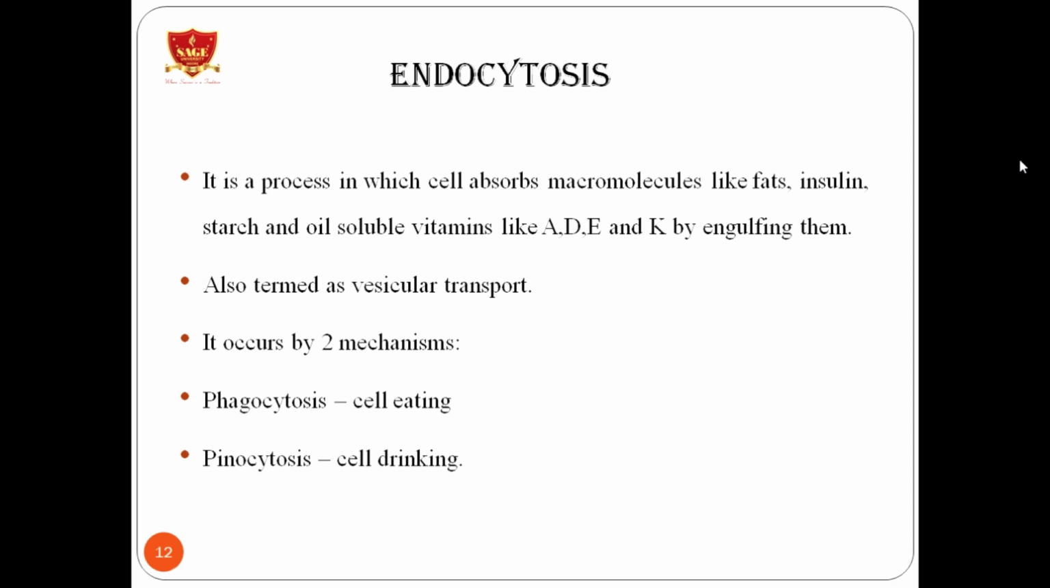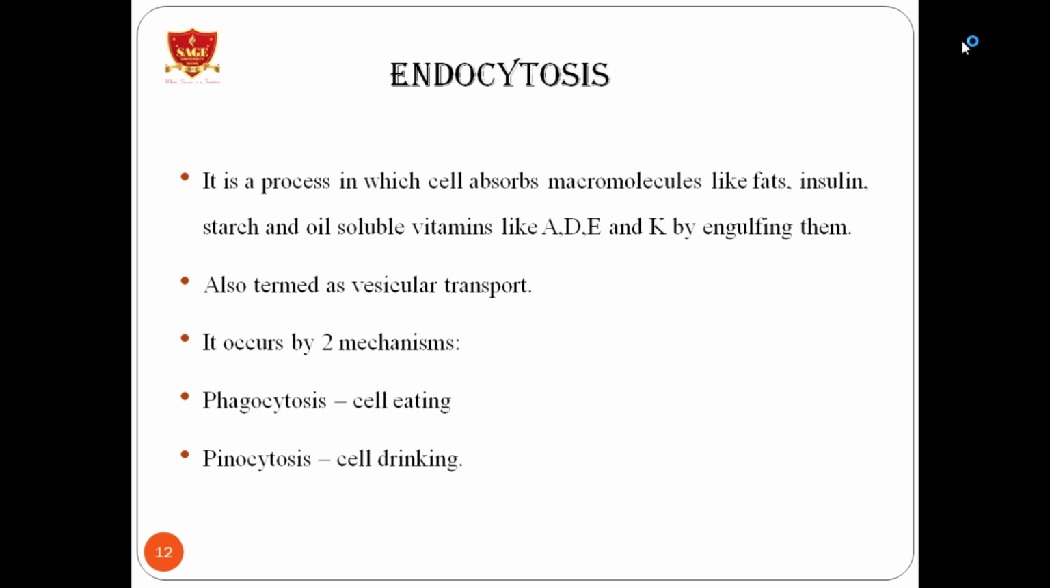Next one is endocytosis. This is the last mechanism of drug absorption through the GIT. It is suitable for oil soluble vitamins and small molecular weight compounds like vitamins A, D, E, and K. It is also classified into two categories, phagocytosis and pinocytosis. Phagocytosis is known as cell eating. It engulfs the drug molecules and carries the engulfed drug into the systemic circulation. Similarly, pinocytosis is known as cell drinking. So these are the mechanisms by which a drug is absorbed through the GIT.